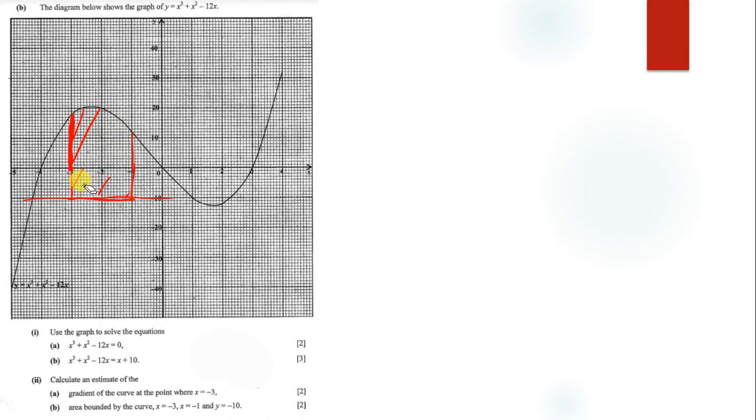Let me just remove this part. I was just shading that so that you know the area that you're supposed to find. Okay, so I'm going to divide this. I'm going to do that. I'm also going to do that.